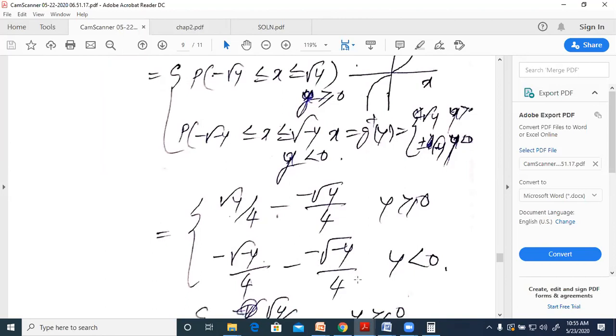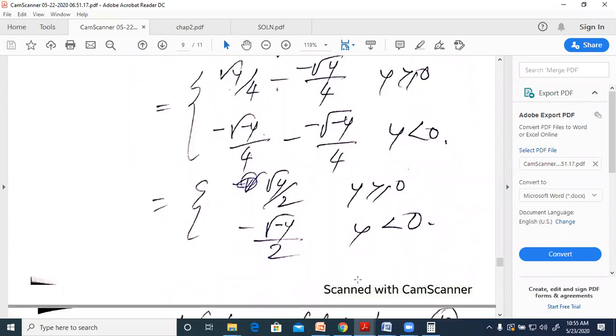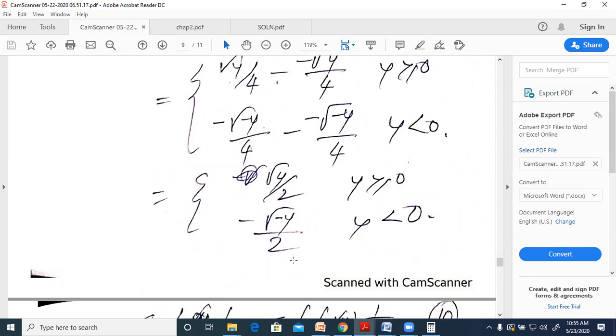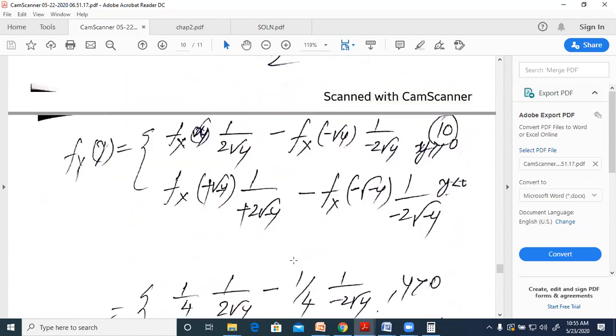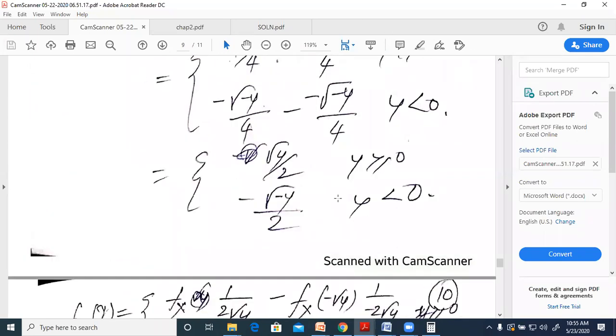So if you add them up, minus of minus will become plus, minus of minus will become again plus, and hence we will get this quantity as root of y by 2 and minus of root y by 2. Now if you want to find the f_Y(y), which is the PDF, you need to differentiate that above one, this one over here.